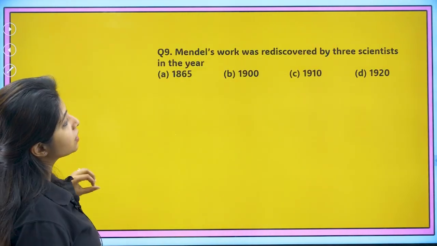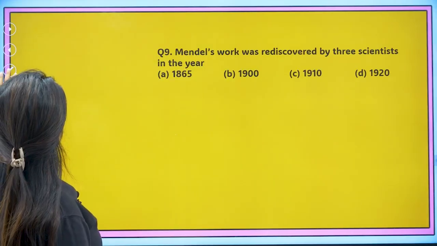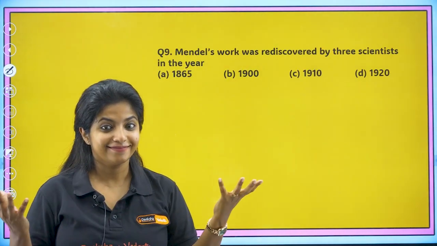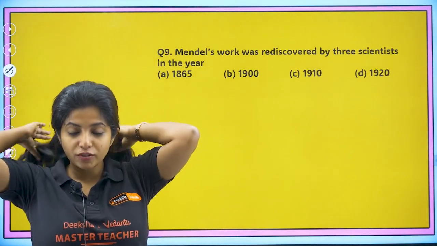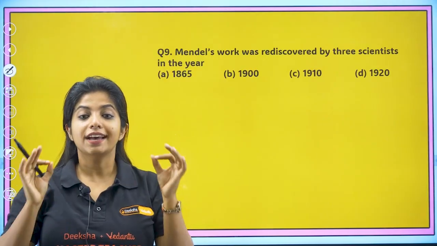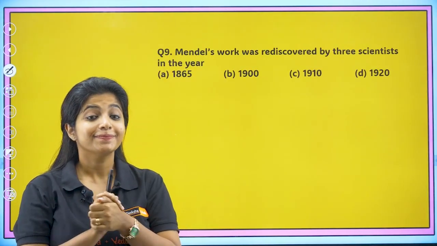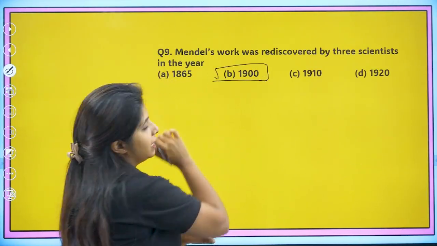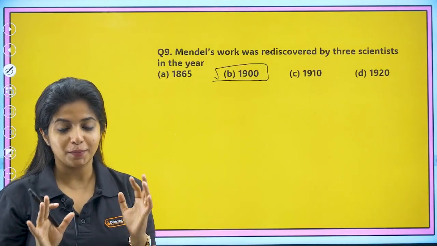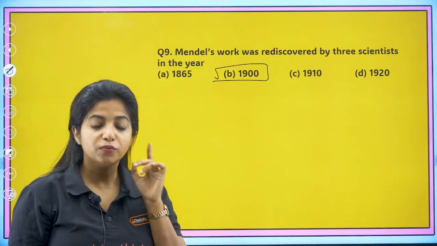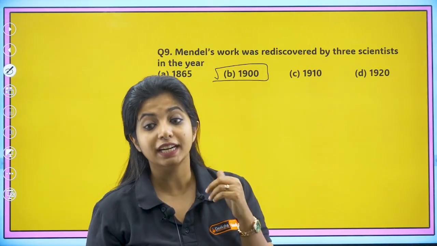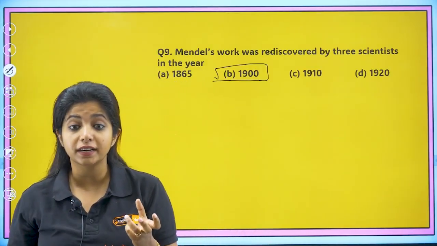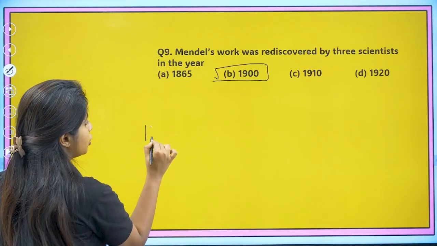Mendel's work was rediscovered by 3 scientists in the year. What was the year? Mendel's work was rediscovered by 3 scientists in the year 1900. Always remember it. And also remember what were those years where he did his experiment. Mendel's experiment was done in which year? From which year to which year?